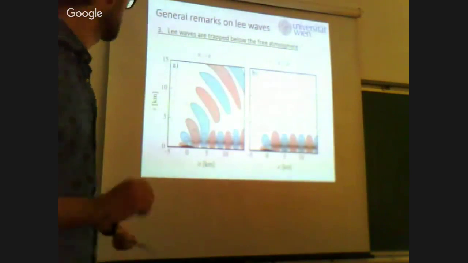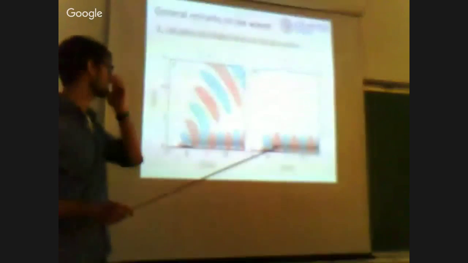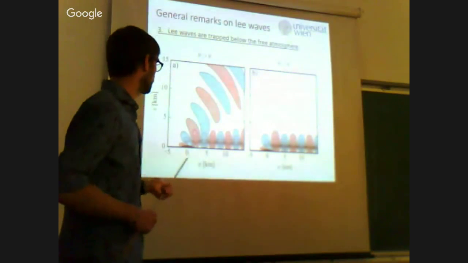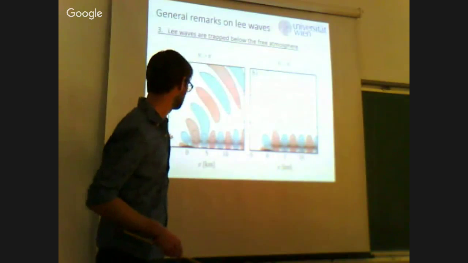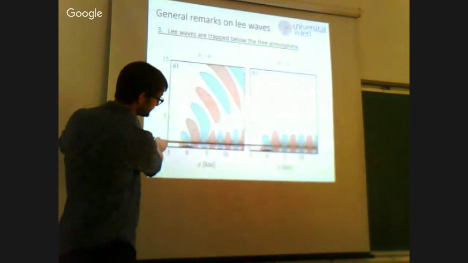Another remark I would like to make is that Lee waves are trapped waves. That's actually an important property of those waves. Here is an example of such an interfacial Lee wave. There is an inversion here, or a density jump if you wish.